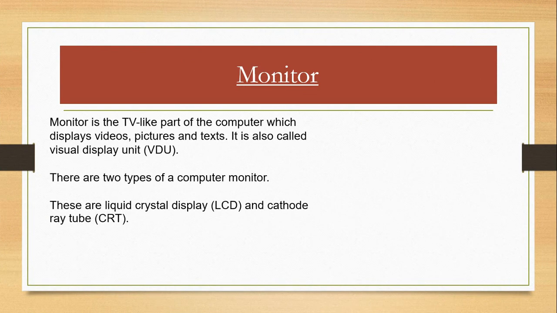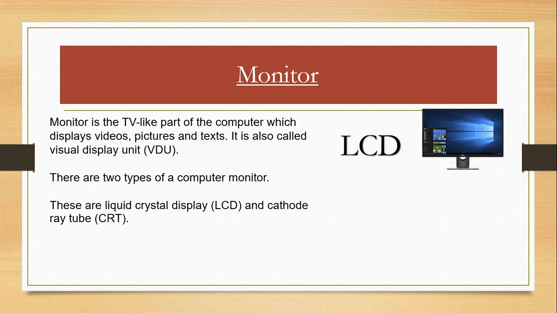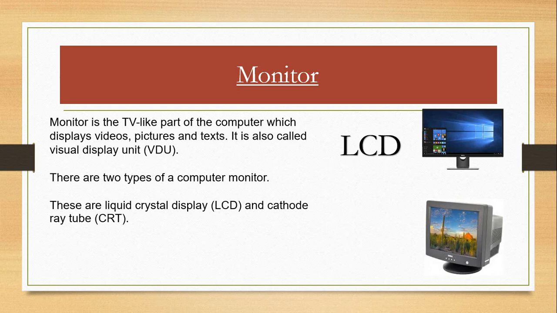A monitor is a television-like part of the computer which displays videos, pictures, and text. It is also called visual display unit. There are two types of computer monitor. These are the liquid crystal display, that's the LCD, and we have the cathode ray tube, which is the CRT.